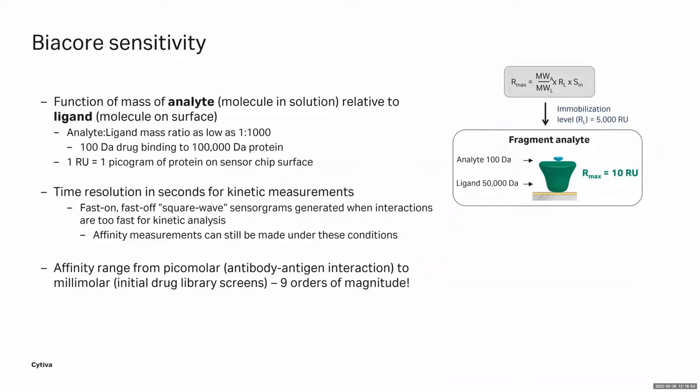With respect to the range of affinities, Biacore instruments have reported picomolar interactions, typically antibody-antigen, all the way to millimolar interactions, where you may be doing an initial drug library screen against a target. So we can cover 9 orders of magnitude of affinity. It's fairly impressive.